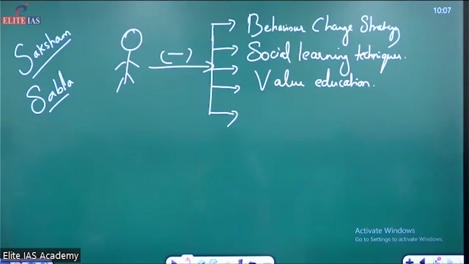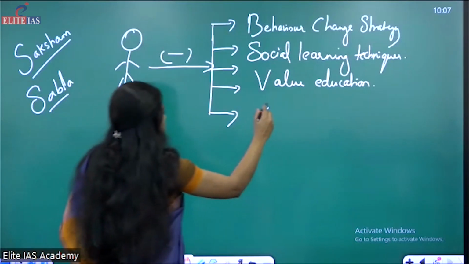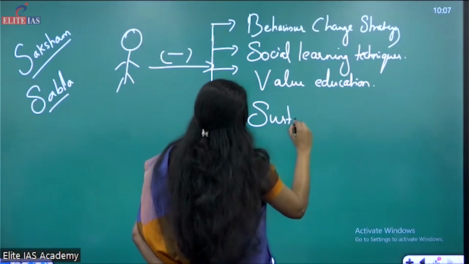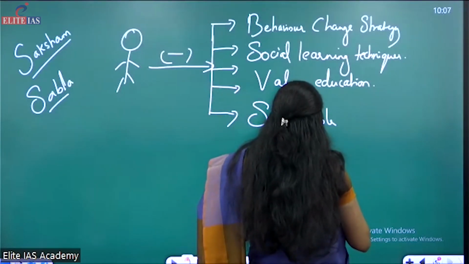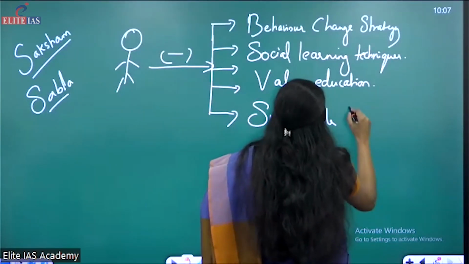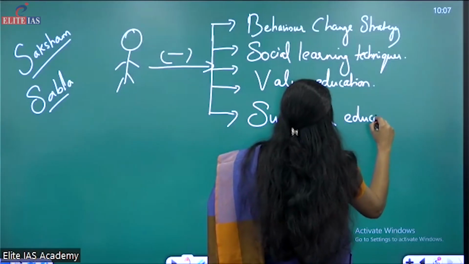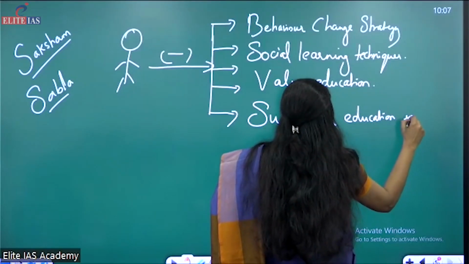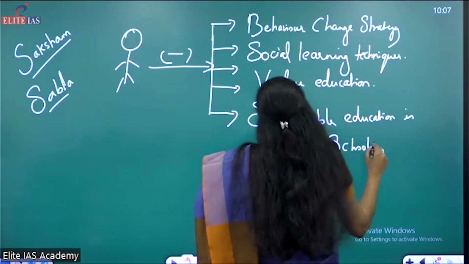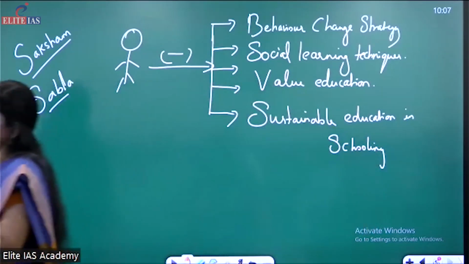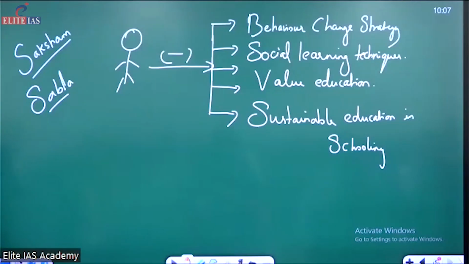Okay. Then you can also add, yesterday we had this point. Do you remember sustainable education in schooling? In this way, we can change the mentality of the people also, the way they think, the way they see the world. Sustainable education in schooling. These are some of the ways that we are trying to change the mentality of the people, the common man. Even awareness programs you can bring.